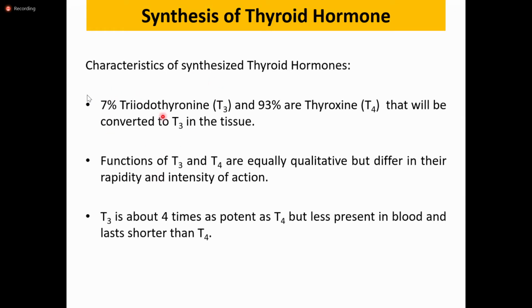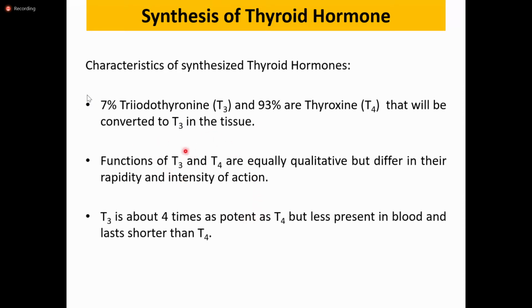We produce 7% of the triiodothyronine, and we produce 93% of thyroxine. So as we said, major output of the thyroid gland is thyroxine or T4. 93% of it is thyroxine. Only 7% of it is T3. But tissues are able to convert T4 to T3.